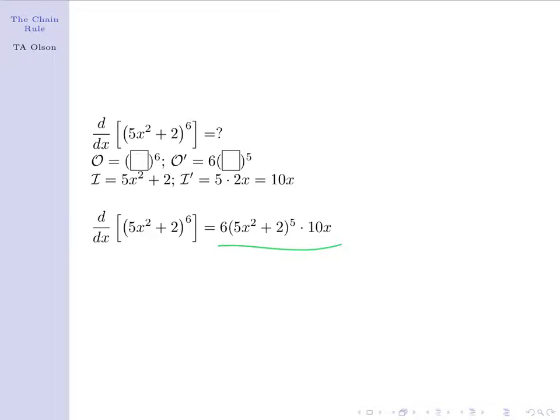Now, we can always clean this up a little bit. This is a multiplication, 6 times 10. We could write this as 60x times (5x squared plus 2) to the 5th. And that is going to be our result.